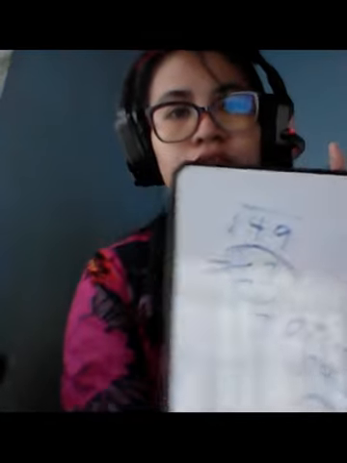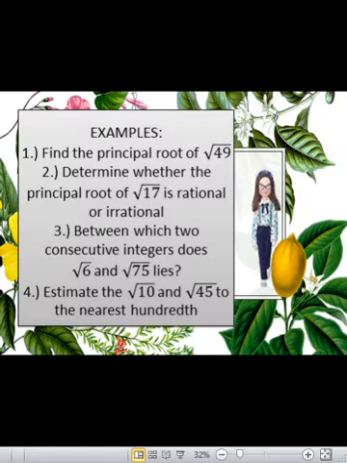And for the next one, our next question is to determine whether the principal root of the square root of 17 is rational or irrational. When we say rational, it means the result of the square root should always be a whole number. But when we say irrational, we will come up with a decimal number or sometimes an imaginary number.